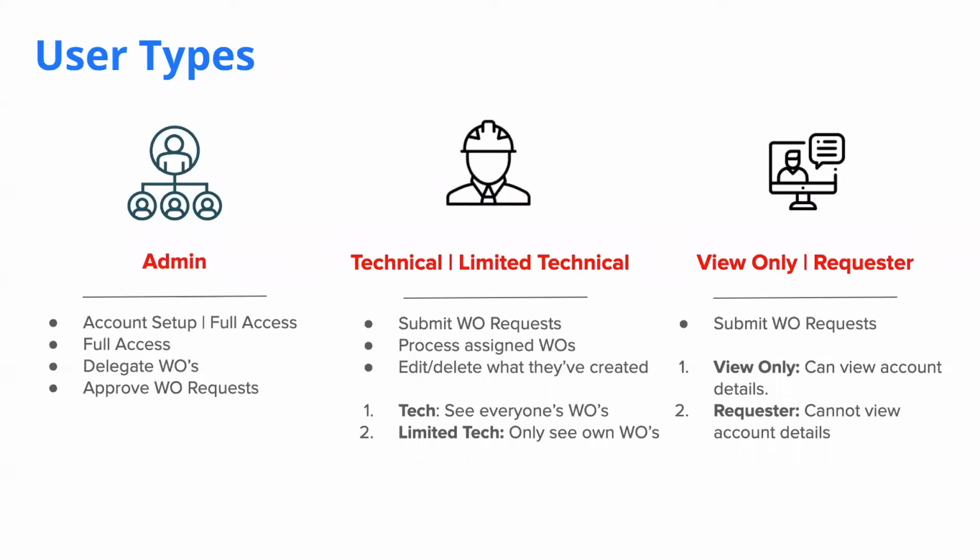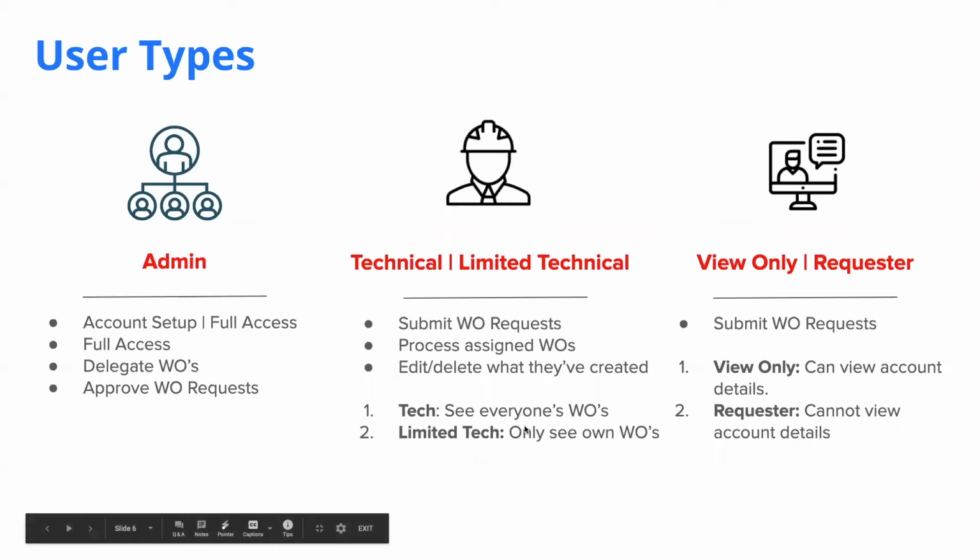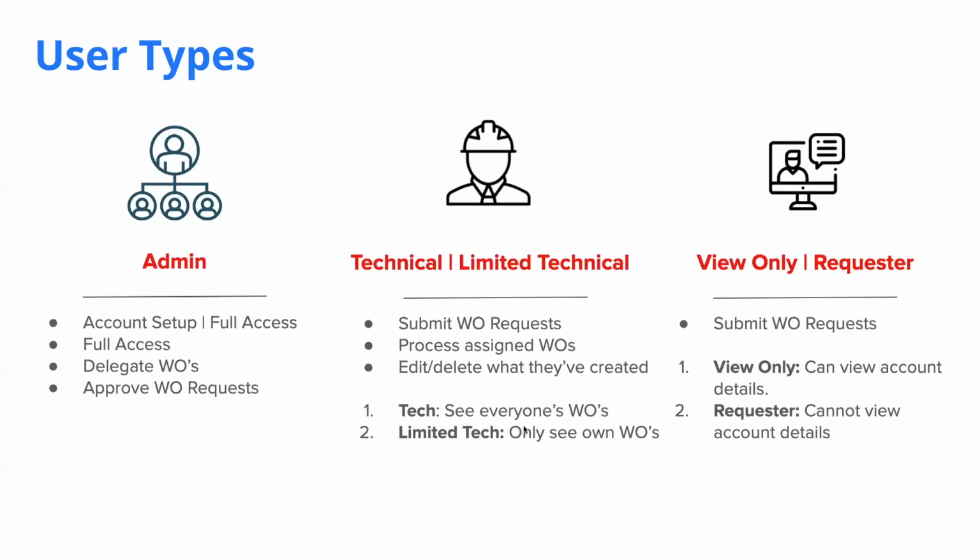Now, this is broken into two groups. You have your regular technician. They can see everyone's work orders. And then after that, you have your limited technicians. They can only see their own work orders. So they have the same functionality as a regular technician, but they can only see the things that were assigned to them. Mainly, this was created to help control the scope so they're not overwhelmed with seeing a lot of other technicians' work orders.